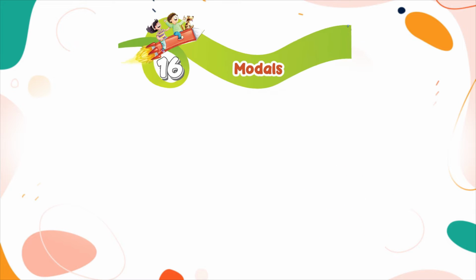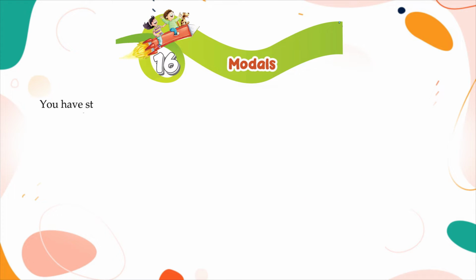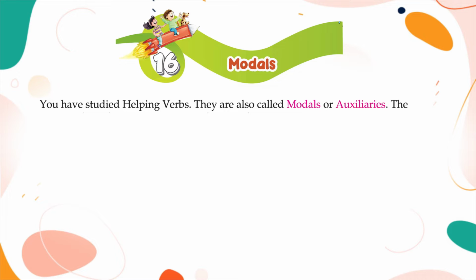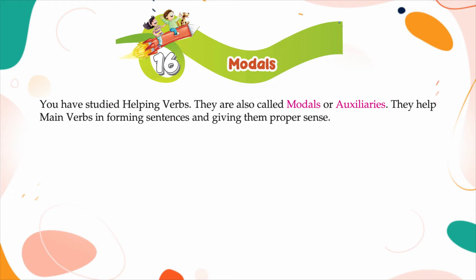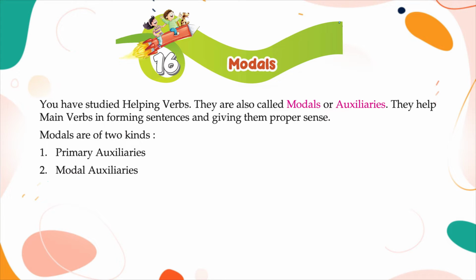Chapter 16, Modals. You have studied helping verbs. They are also called modals or auxiliaries. They help main verbs in forming sentences and giving them proper sense. Modals are of two kinds: primary auxiliaries and modal auxiliaries.